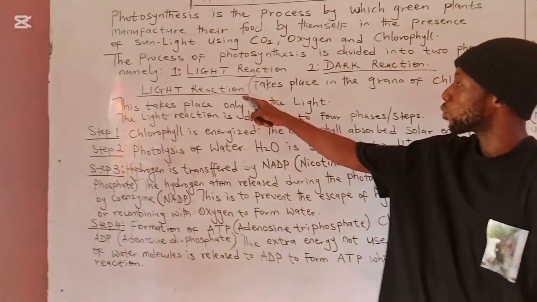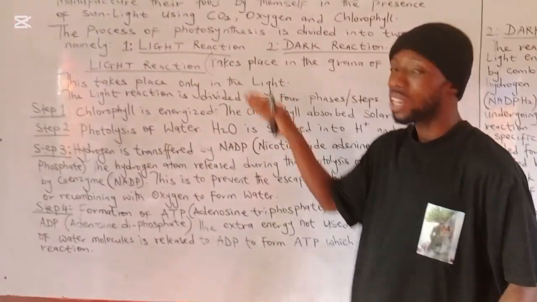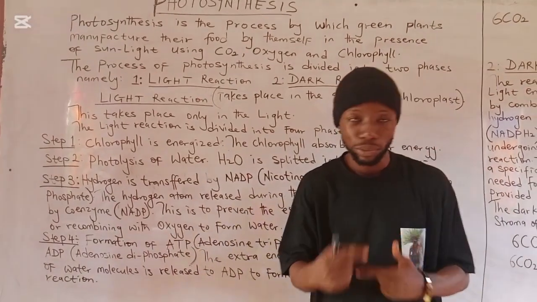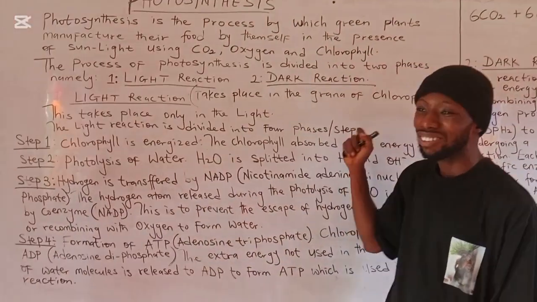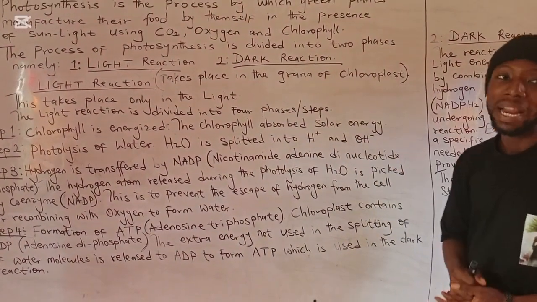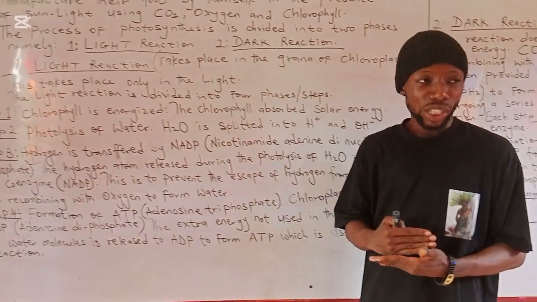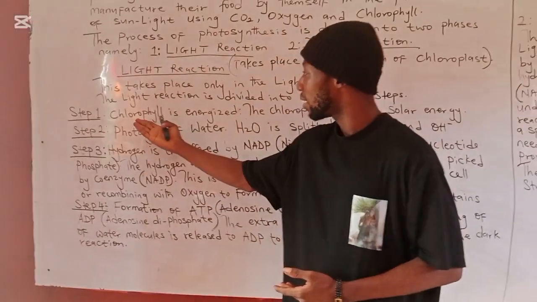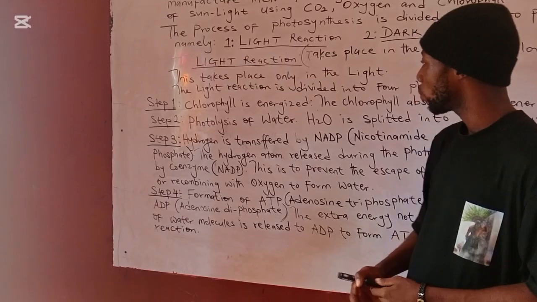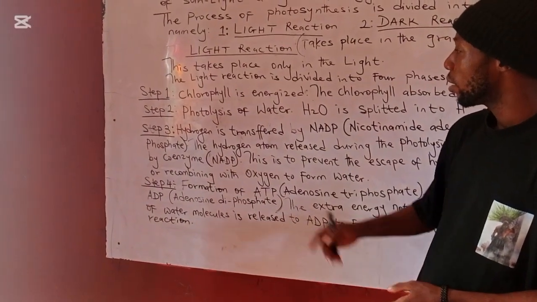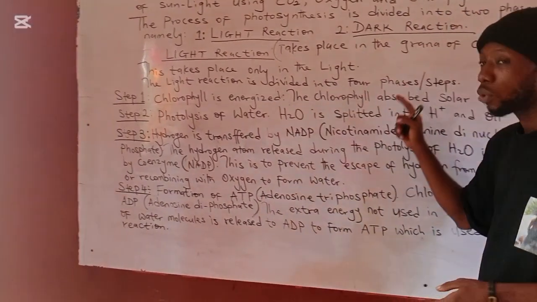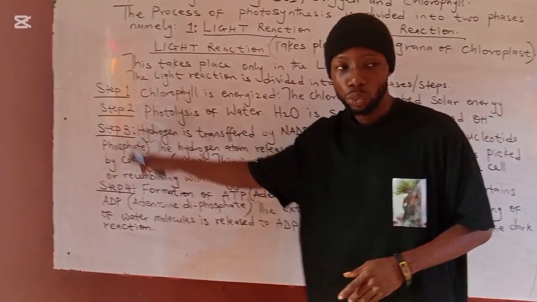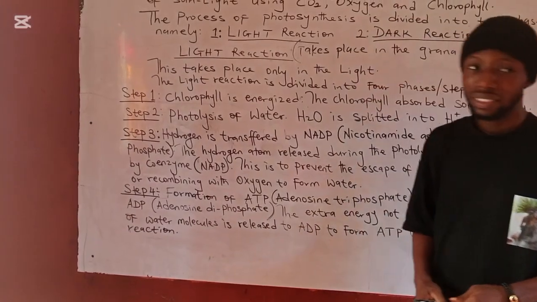Now, the light reaction here, which is the first series of reactions that occurs in the presence of sunlight, takes place in the granum of the chloroplast. These are the series of reactions involved. The light reaction is divided into 4 different phases, and these are the 4 phases which are shown on the board as steps.